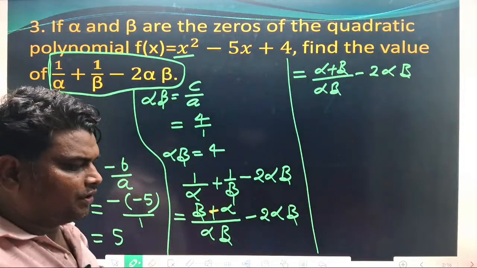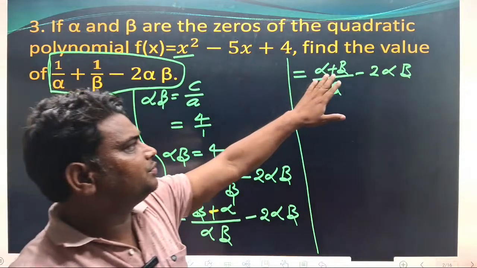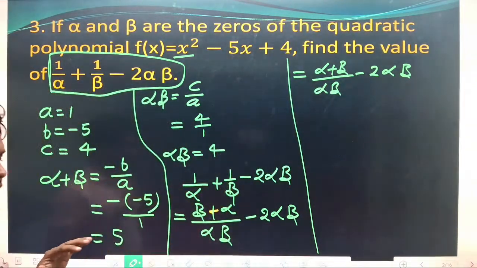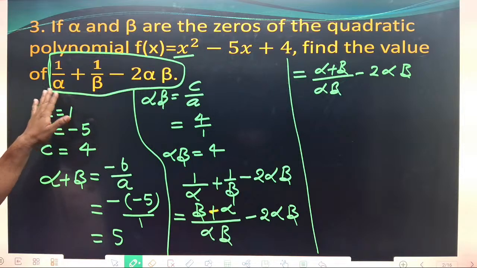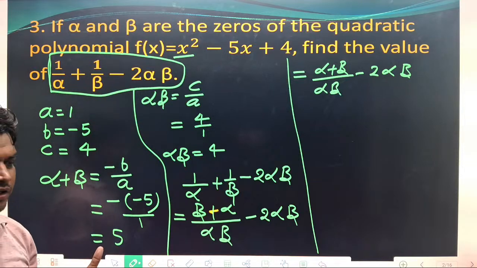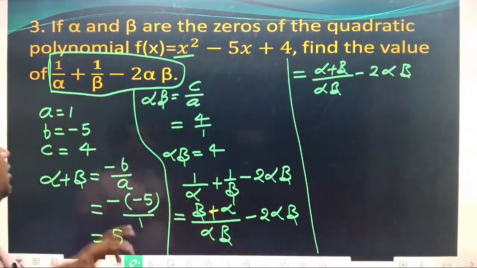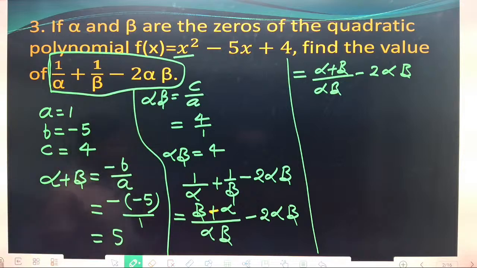Now we have this question converted into the form of sum of zeros and product of zeros. Okay, for these types of questions, your first priority is to find the sum of zeros and product of zeros. Then convert the relation into the sum of zeros and product of zeros.